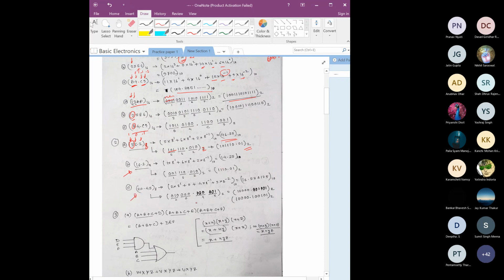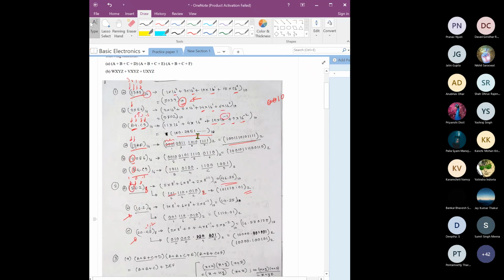Same thing also goes for here. I think you can equally do it. The only thing you have to remember is that after the decimal point it is this minus 1 and here it is minus 2, right? I hope there is no issue.